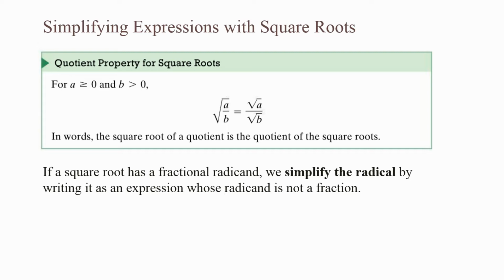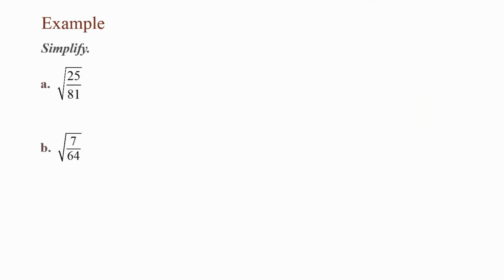If a square root has a fractional radicand, we simplify the radical by writing it as an expression whose radicand is not a fraction. In this example, we want to simplify. The first one, part A, is the square root of 25 over 81. 25 is a perfect square, and the square root of 25 is 5. 81 is a perfect square, and the square root of 81 is 9. So my answer is 5 divided by 9.